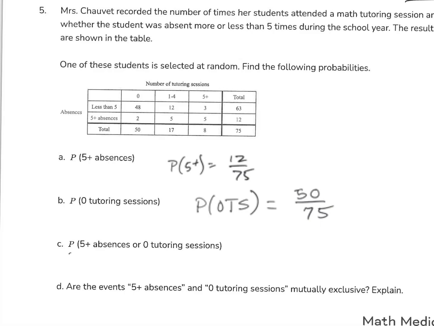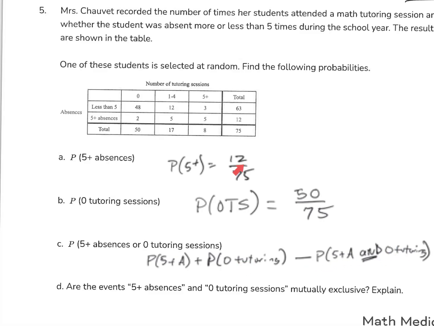Okay, so the probability of 5 plus absences or 0 tutoring sessions. Actually, I'll tell you what, let me write this formula. I'm going to take the probability of 5 plus absences plus the probability of 0 tutoring minus the probability of 5 plus absences and 0 tutoring. Remember, I have to subtract off the combination of the two because these two are not mutually exclusive events.